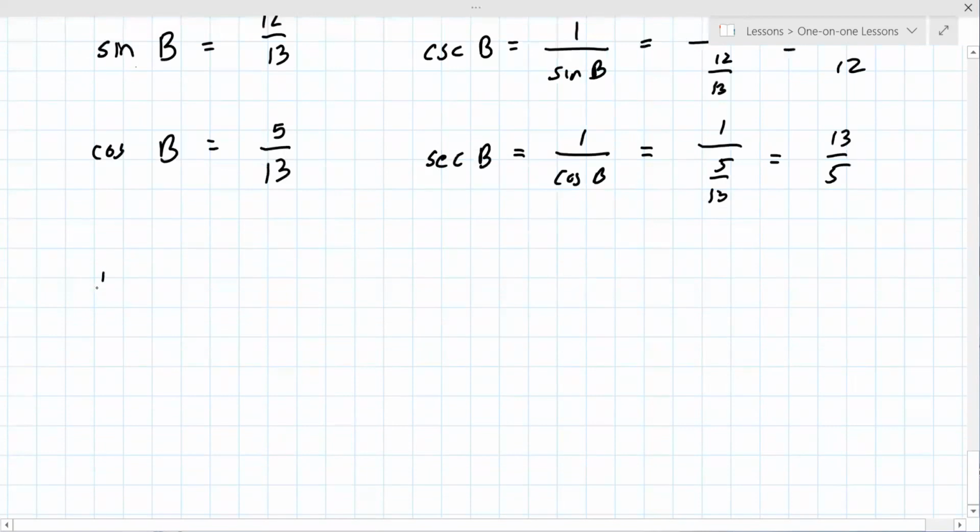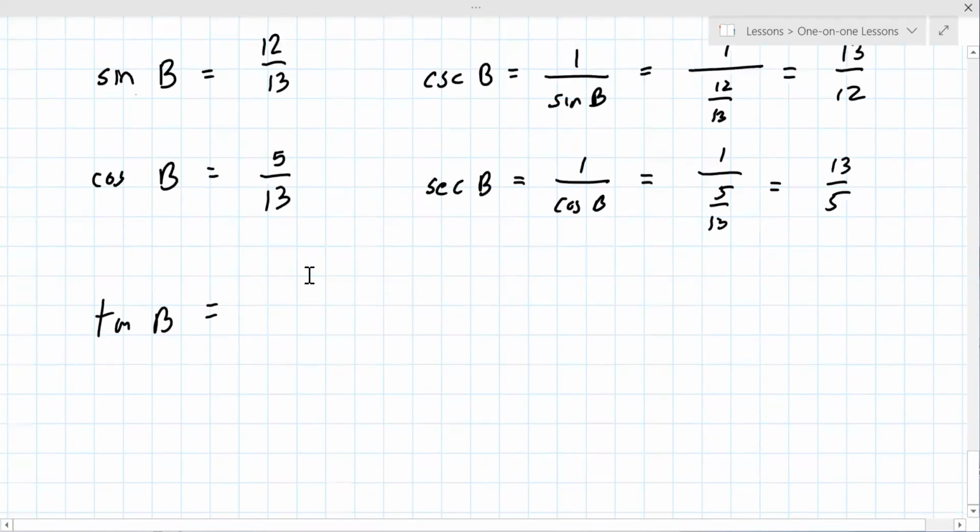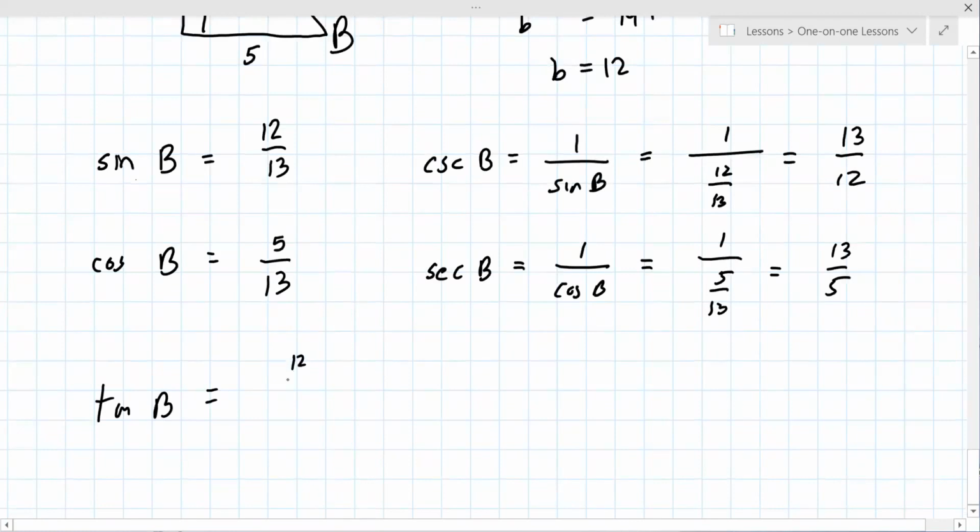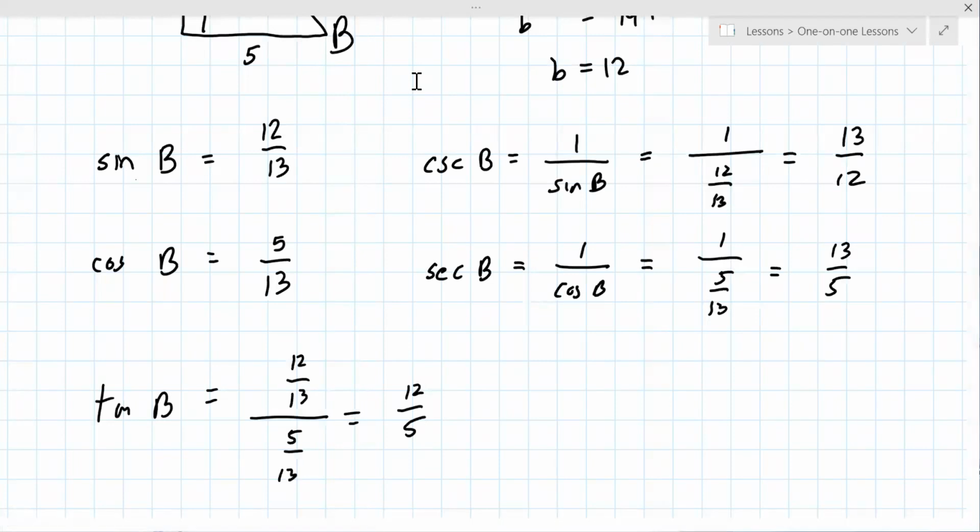Now tangent is opposite over adjacent. It's also sine over cosine. So you could write 12 over 13 over 5 over 13. Because the bottoms are the same, it becomes 12 over 5. Can't you just do tangent as SOHCAHTOA? You can. There's lots of ways to do this. It's like if you open up a Word document, you can cut something by using the keyboard, right clicking, going up to menus. You have to decide what you like here.